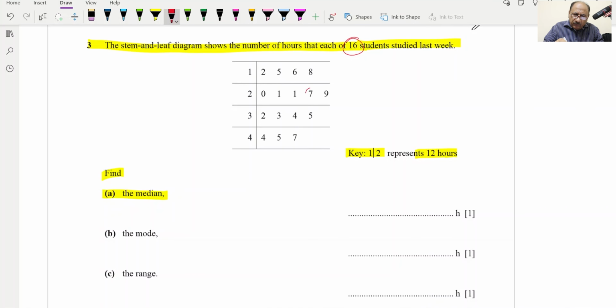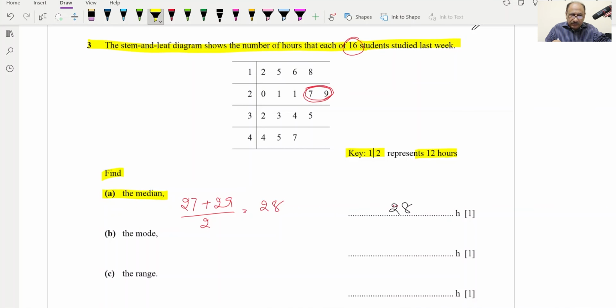We will check the 8th and 9th values, which are 27 and 29. So we will find the middle one: adding 27 and 29 and dividing by 2, we will get 28. So our answer will be 28 over here. This is a 1 mark question.